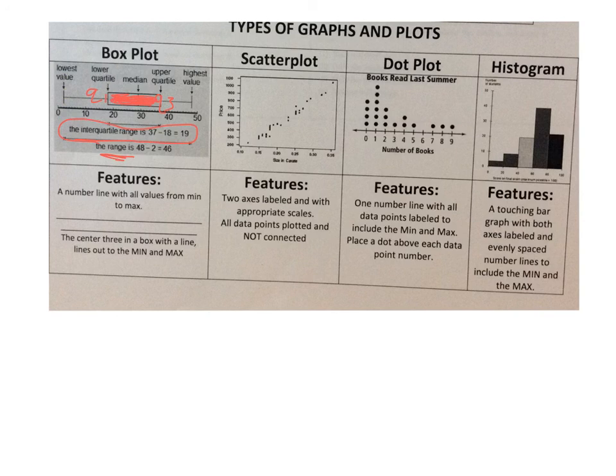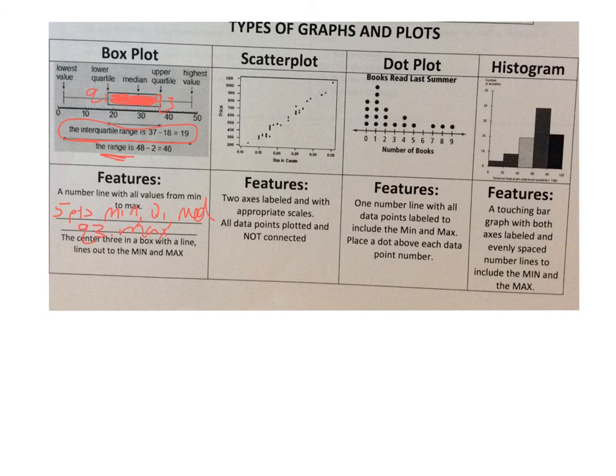What do these feature? Well, it's a number line with all the values from your min to your max. It has 5 special points. Those points are exactly what I identified for you, your 5 key points that you would look up on your calculator. It is your min, your Q1, your median, your Q3, and your max. Those are the 5 major points that you analyze in your box plot.